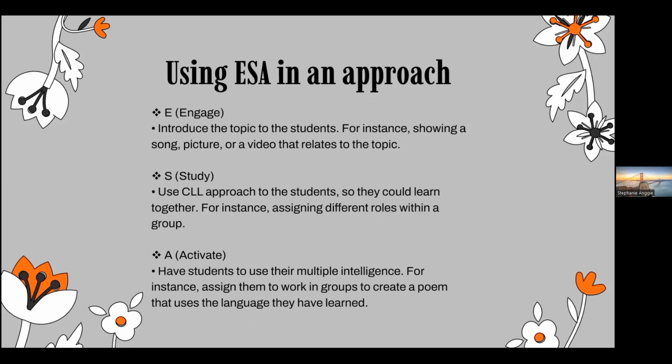The last one is activate. During this phase, you can have students use their multiple intelligences to produce language in a meaningful way. For example, you could ask students to work in groups to create a skit, a song, or a poem that uses the language they have learned. This approach will help students activate their linguistic, musical, bodily kinesthetic, and interpersonal intelligences.